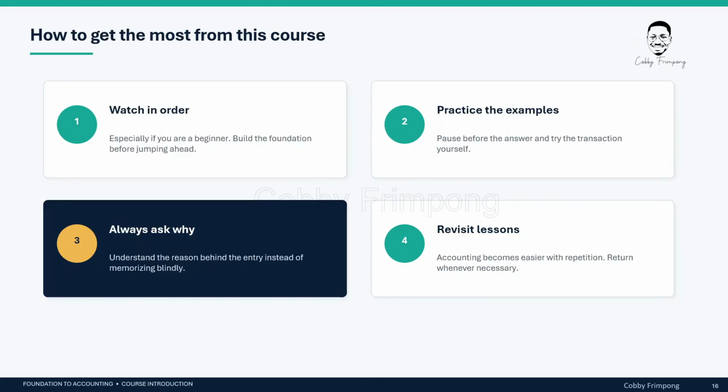How to get the most from this course. To get the most from the course, first, watch the lessons in order if you are a beginner. Second, practice the examples yourself. Pause the video before the answer and try to analyze the transaction. Third, do not focus only on memorization. Always ask why. Finally, revisit lessons when necessary. Accounting becomes easier with repetition.